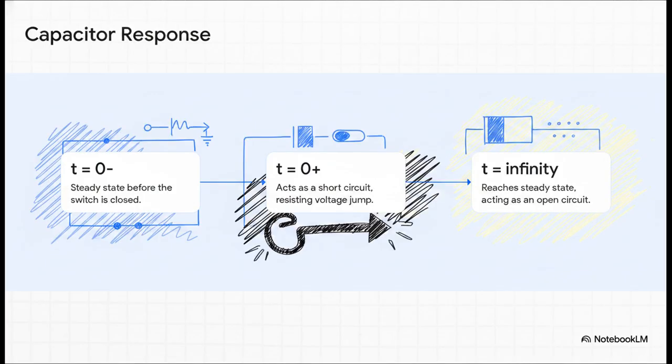Now, a capacitor does something pretty similar, but it protects voltage instead of current. When the switch is suddenly flipped, the capacitor won't allow the voltage to jump instantly. In that initial fraction of a second, it acts like a short circuit, just absorbing the sudden impact. Given enough time, the dust settles, it fills up with charge, and then it blocks further direct current flow. So both of these elements are really just working to ensure transitions are smooth and managed.